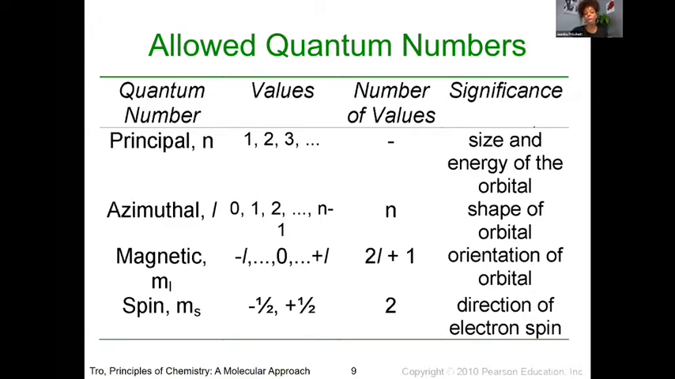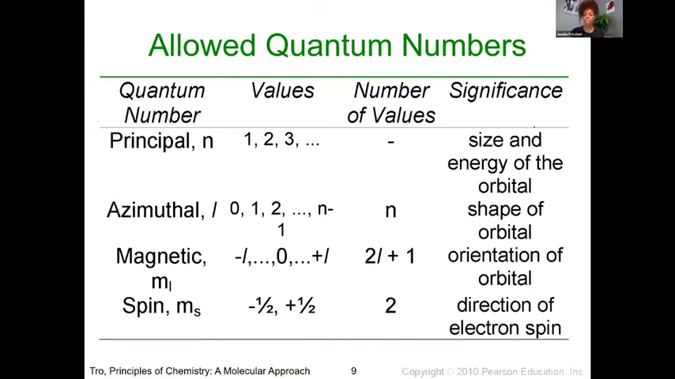Our ML quantum number, which is going to tell us the orientation of the orbital, can be any value from -1 to +1. And then last but not least, our spin value, our MS value, can be +1/2 or -1/2, and that's telling us the direction of the spin.